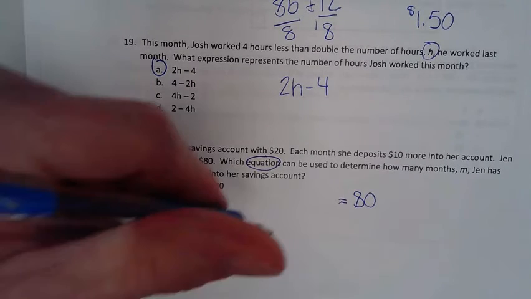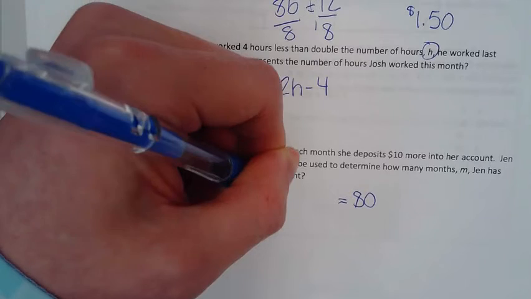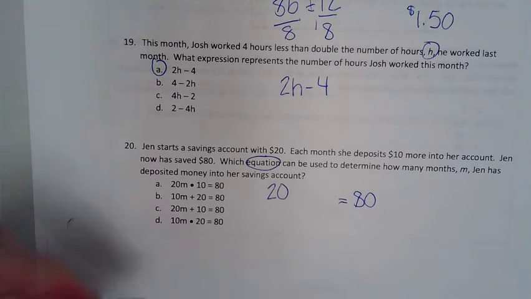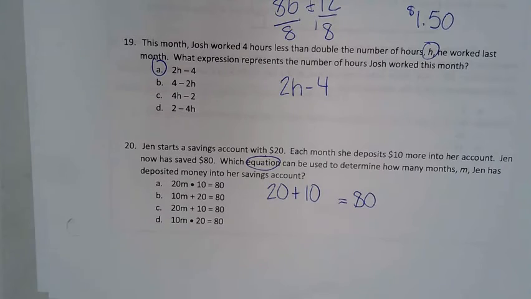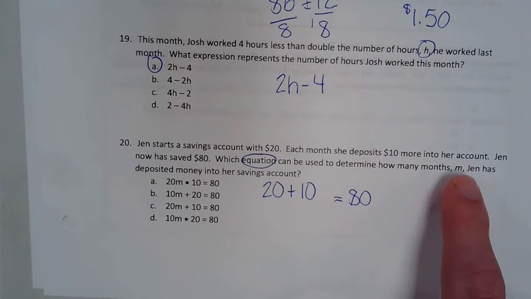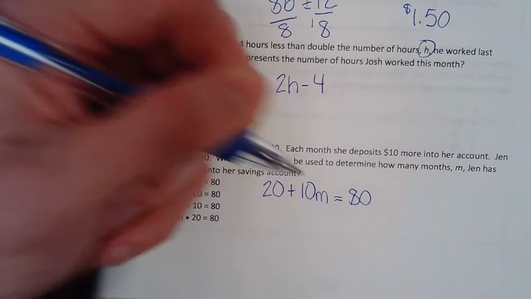Well, what do I start with? I start with $20. Then I'm going to add something every month. And every month I'm going to add $10 times however many months. I know we want to multiply by 12 here because there's 12 months in a year, but it doesn't say she just keeps it in for a year. She keeps it in for M months. We don't know how long she needs to keep it in.